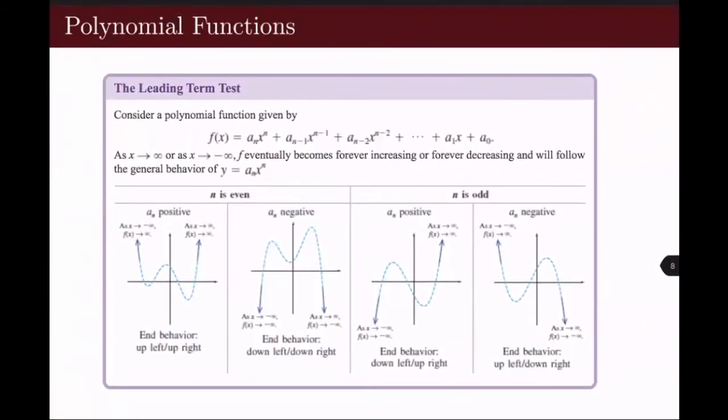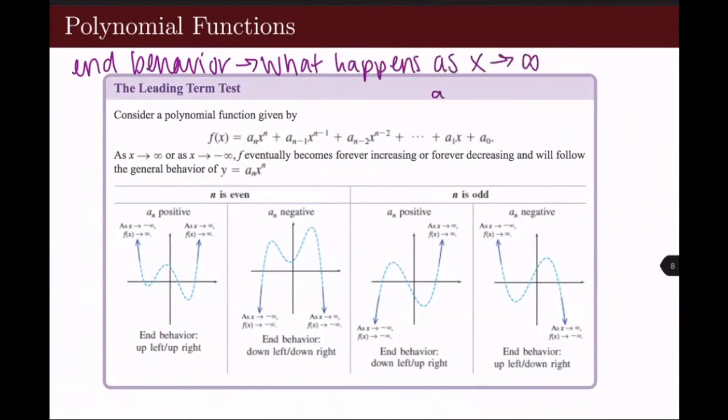Okay, so now we're going to move on to polynomial functions. And with polynomial functions, we will have end behavior that we will want to consider. So essentially, end behavior is what your function is doing as x goes to infinity and as x goes to negative infinity. So we are curious as to what happens to functions as x goes to infinity and as x goes to negative infinity.